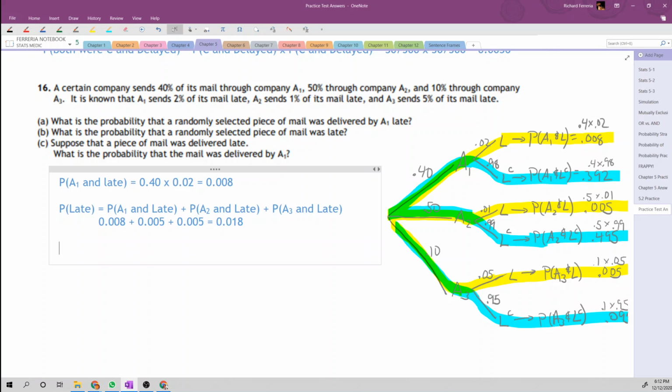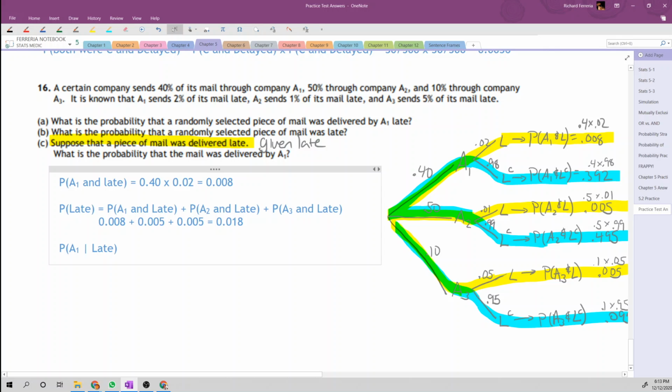Letter C. Suppose that a piece of mail was delivered late. What's the probability that it was delivered by A1? This part right here, suppose a piece of mail was delivered late, is code for given the mail is late. So when I write my probability for this, I write down something given that the mail was late. Well, what is that something? We're trying to figure out the probability that a piece of mail was delivered by company A1. So we'll just put an A1 here.